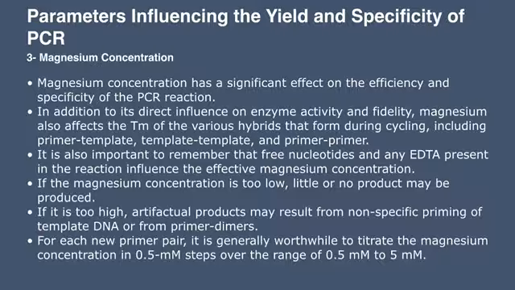Number 3. Magnesium concentration. Magnesium concentration has a significant effect on the efficacy and specificity of the PCR reaction. In addition to its direct influence on enzyme activity and fidelity, magnesium also affects the Tm of the various hybrids that form during cycling, including primer-template, template-template, and primer-primer.